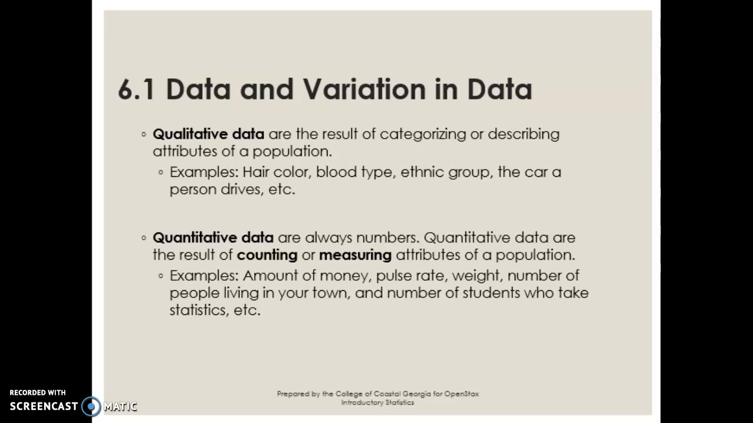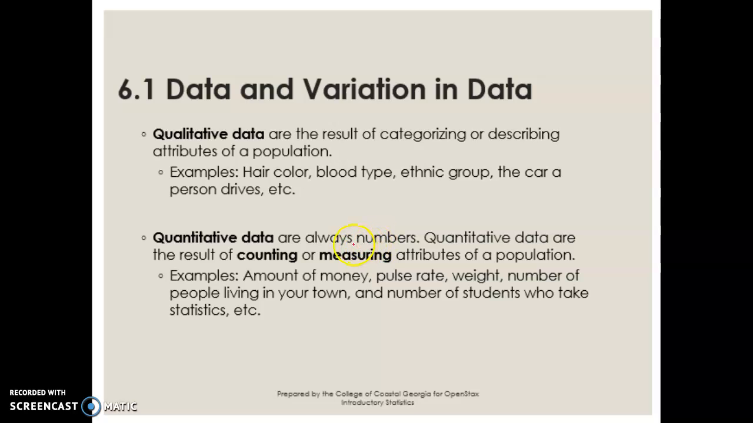All right, data and variation in data. Qualitative data are the result of categorizing or describing attributes of a population. This is what they're talking about: hair color, blood type, ethnic group, the car a person drives. You could even classify cars, the white, blue, green, whatever, by color. Or you could classify them by what type they are. Are they SUVs? Are they sedans? Are they convertibles? Are they trucks? Those would all be qualitative.